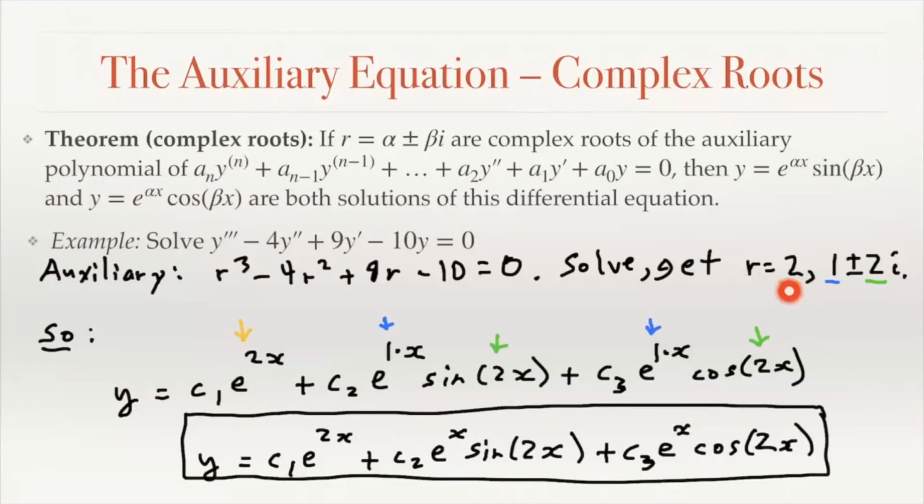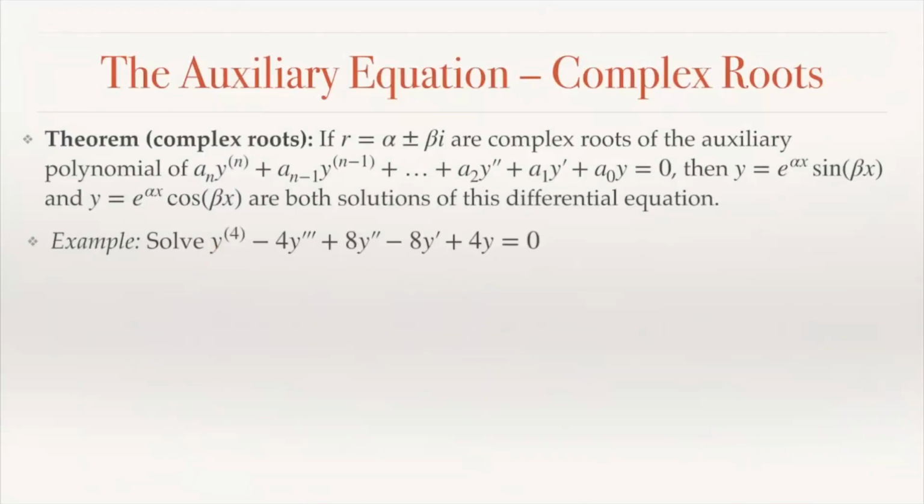Well, from r equals 2, a real part, we have our ordinary e to the rx, e to the 2x, times an arbitrary constant c1, and then plus a linear combination of the two solutions from this complex conjugate pair, c2 e to the 1x sine 2x, plus c3 e to the 1x cosine 2x. And to be clear, I've color-coded where those pieces come from. So we have our general solution, 3 linearly independent solutions for a third-order differential equation.